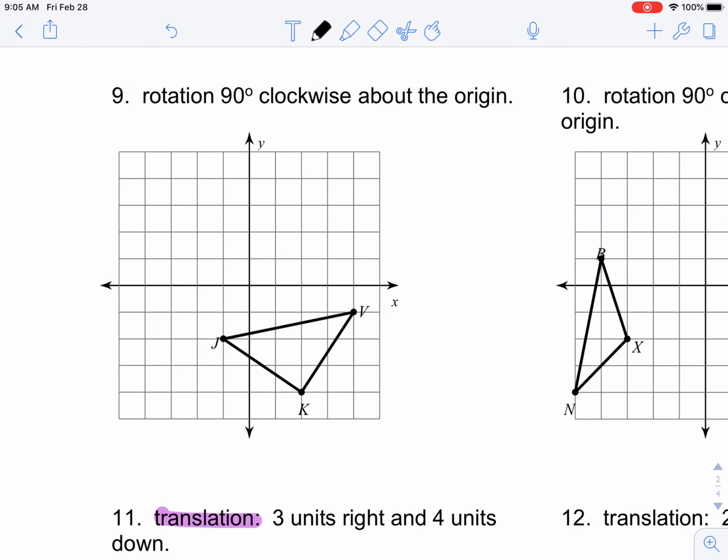This says a rotation of 90 degrees clockwise about the origin. And so the first thing that you're going to do is use your wax paper. You're going to copy the origin, and we're going to use a different color because the black sticks out too much. So we're going to copy the origin, and we're also going to copy the corners.